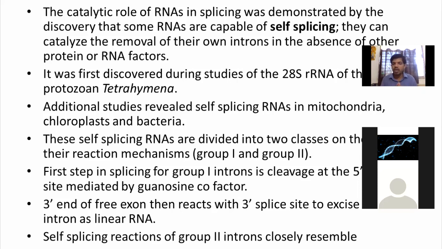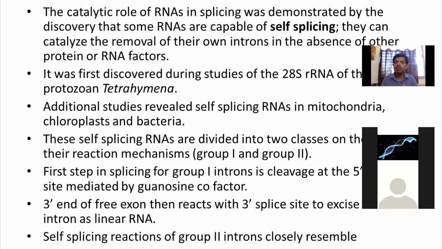These self-splicing RNAs are divided into two classes. In the previous slide, I explained how RNA undergoes splicing with the help of certain protein molecules, meaning RNA and proteins, and that complex is called the spliceosome. In this slide, we are learning that the RNA itself cleaves itself without taking the help of any protein or factor.